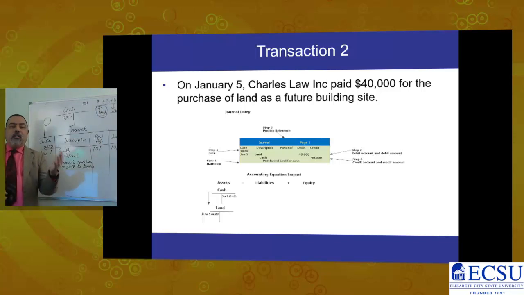So step number 1, I wrote the date, January 5. Step number 2, the debit account was land and the credit account was cash, and I wrote the amount in the debit column and the credit column. I wrote a short narration, purchase land for cash. So that is how we handle your transaction number 2.